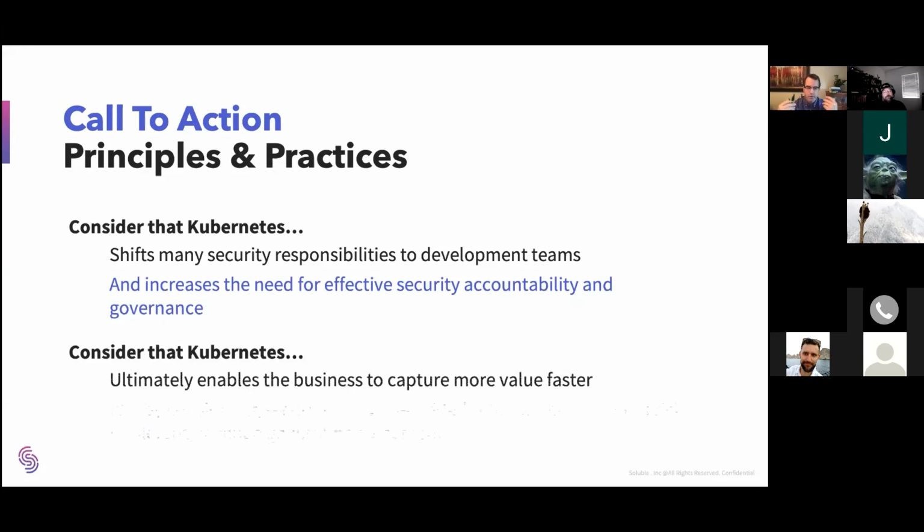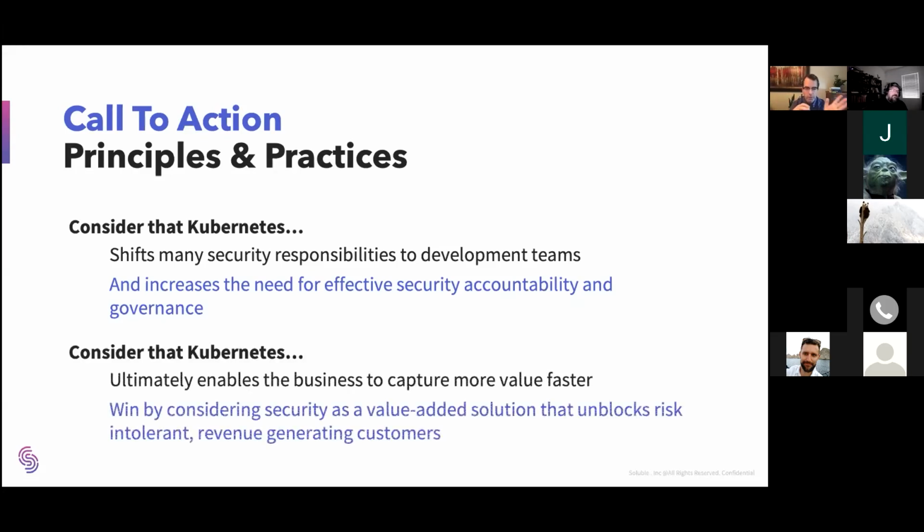So consider that ultimately, Kubernetes enables the business to capture more value faster. That's why they're doubling down on this. That's what they want. You win by considering security as a value-added solution that unblocks risk-intolerant, revenue-generating customers. I think that's really, really important from a security perspective.